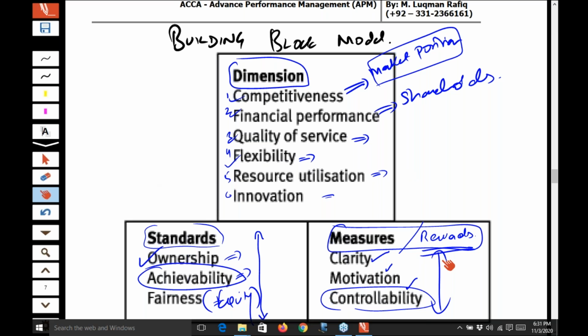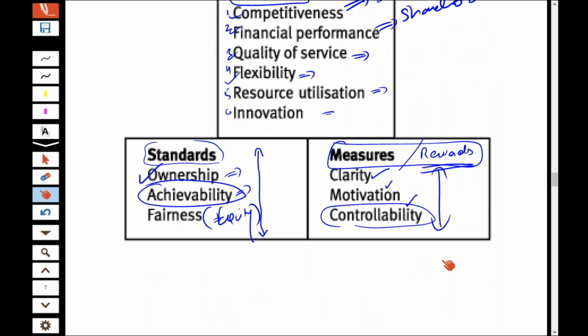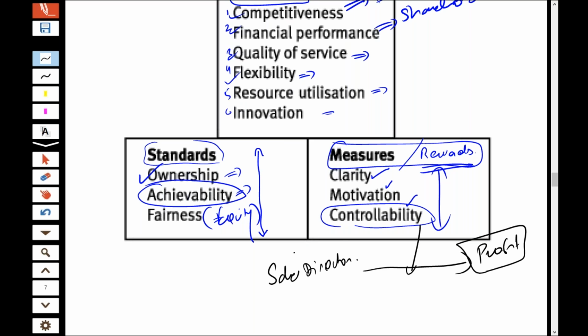Okay, what do I mean by the controllable factor? Let me try to explain to you. When I talk about this controllable factor, assume that you have got a sales director and you have linked his reward to the profit of the organization. Is it okay? Is it an appropriate way? Is it a proper connection? A sales director's reward is based upon the profit. Is it correct?